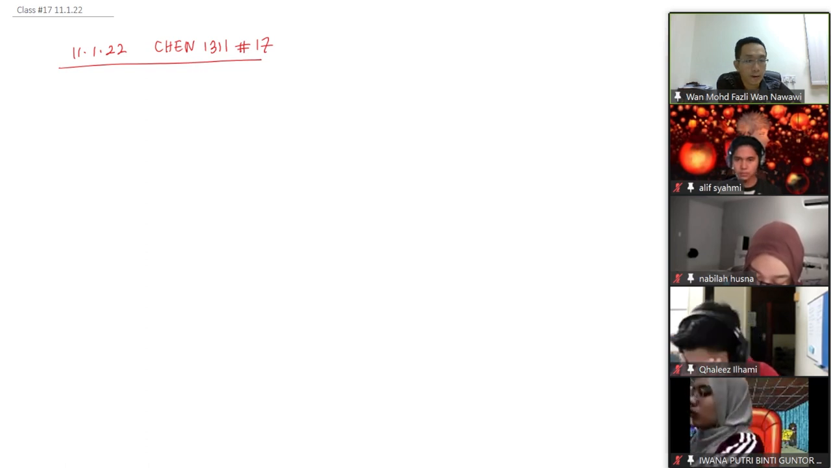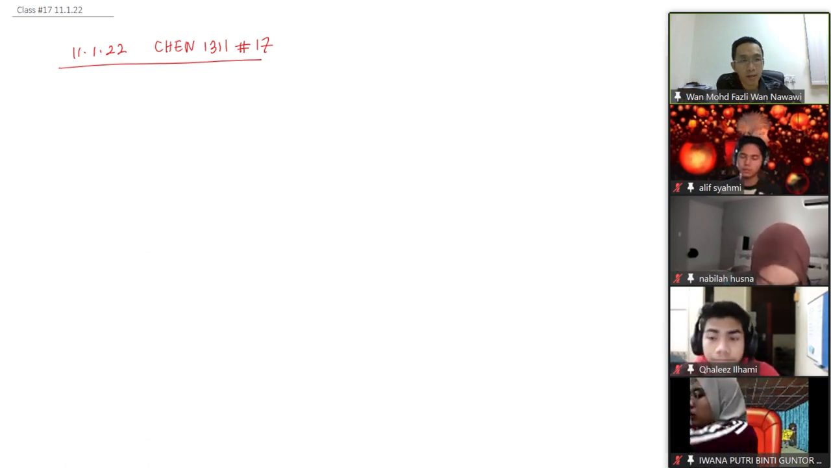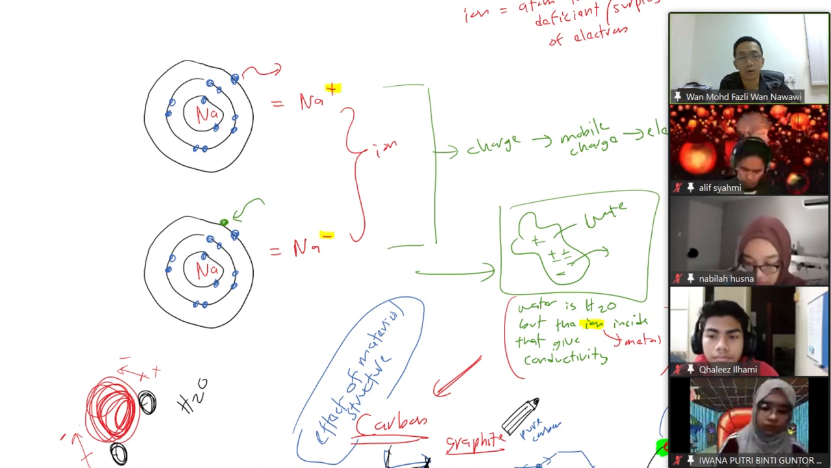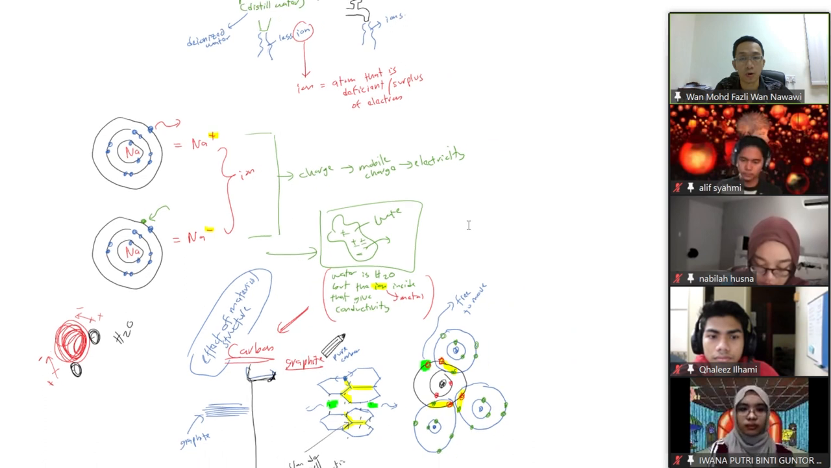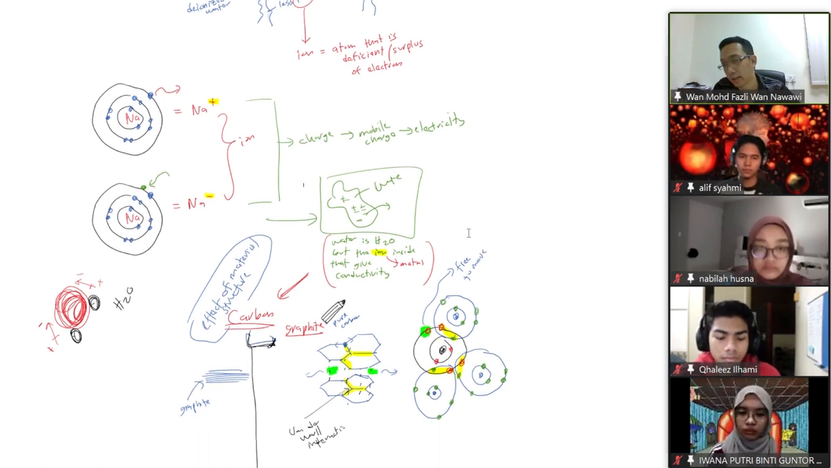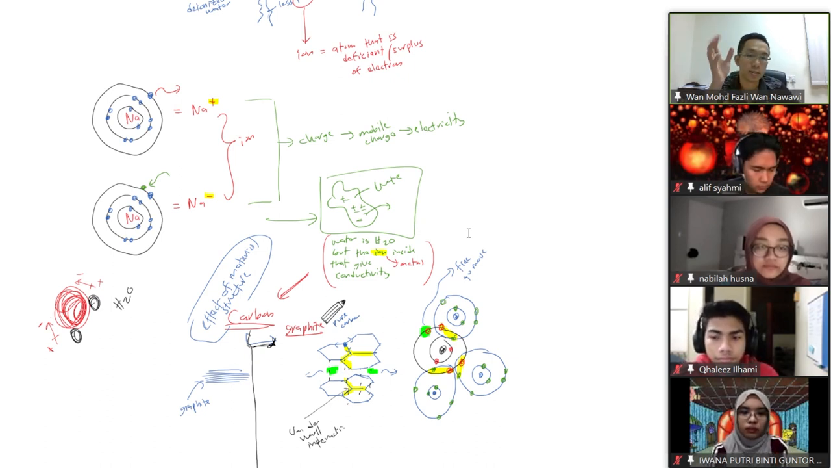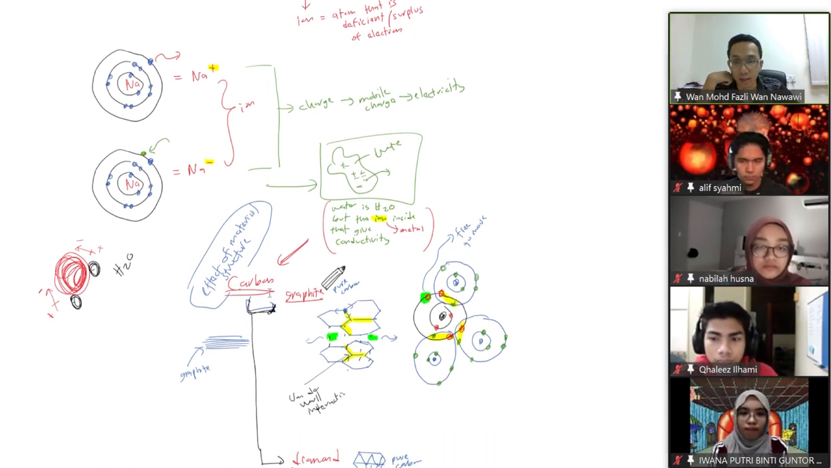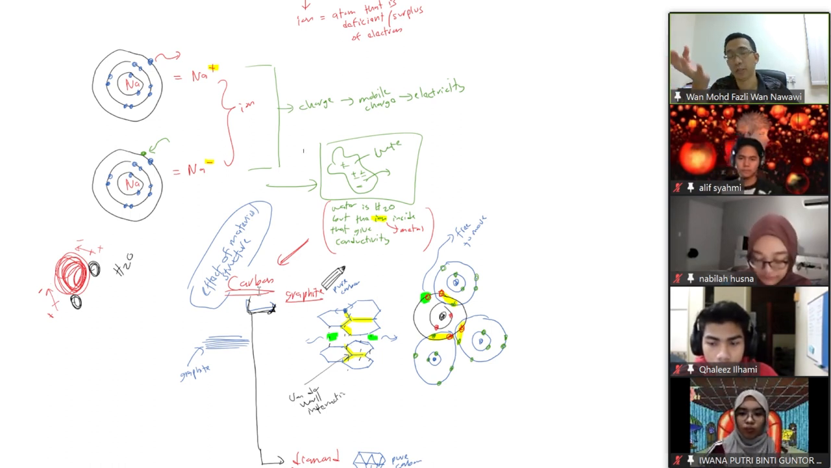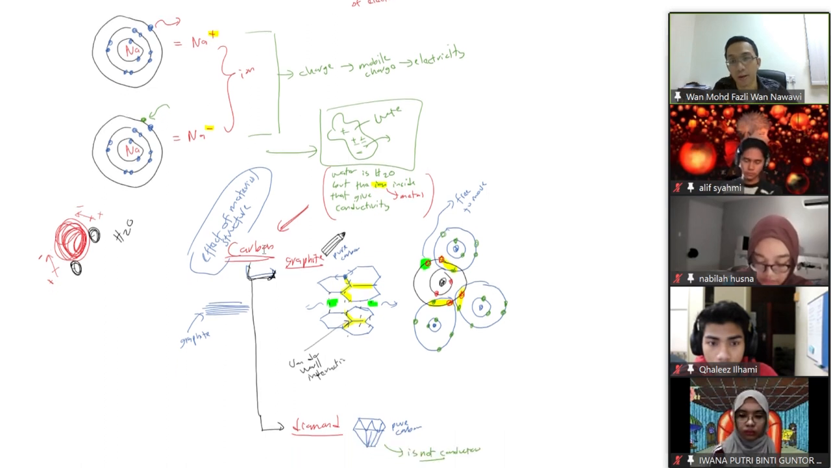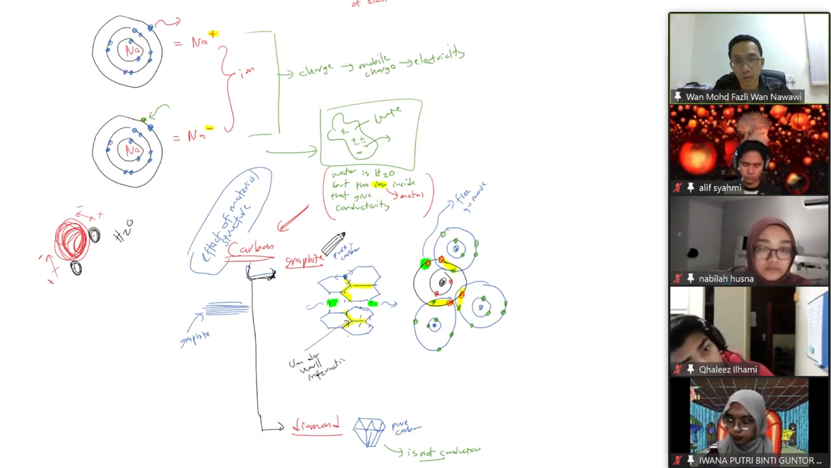Okay, so in the previous class, we learned that some materials can conduct electricity, and some materials cannot conduct electricity. Those that can conduct electricity, we call conductors. Those that cannot conduct, we call insulators. We also learned that some non-metals, for example carbon, can also conduct electricity, provided the structure allows that. For example, if you have carbon with the structure of graphite, you have an extra electron in it, and that extra electron can move around the lattice. So we learned this before.